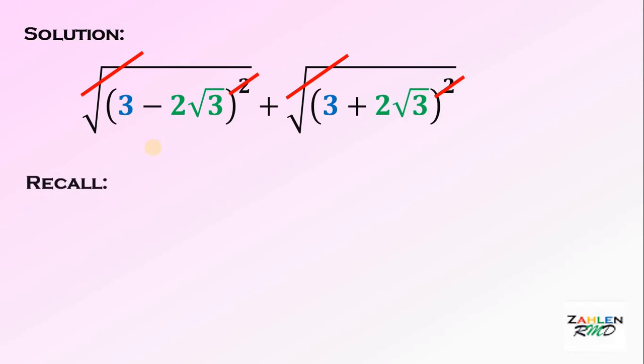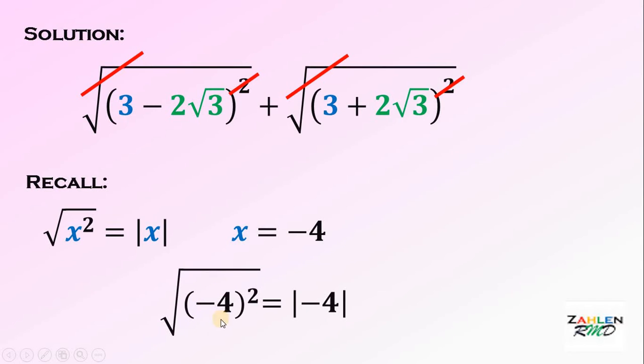Now, let's recall this property, that the square root of x squared is equal to the absolute value of x. Let's say, for example, x equals negative 4. Therefore, the square root of negative 4 squared is simply the absolute value of negative 4, or positive 4. So the square root of negative 4 squared is simply positive 4.